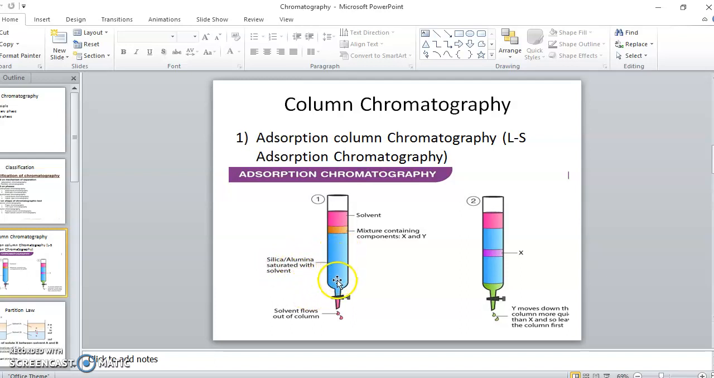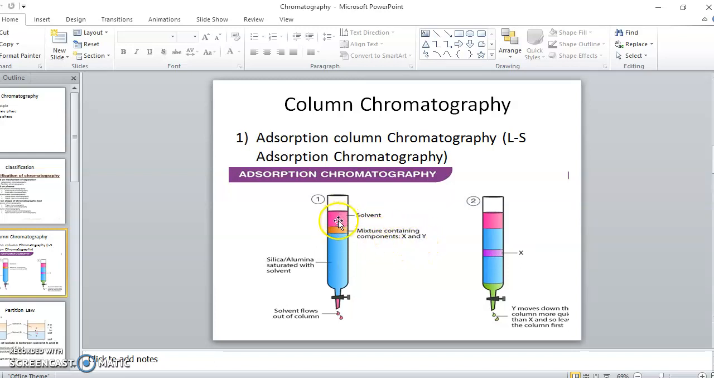So here you can see the blue shaded area is the stationary phase. Now we have the components to be separated. Let us say the components are X and Y. The components are taken along with a solvent. So what happens? The solvent which contains the components to be separated is called the mobile phase. So here you have the solvent, then here you have a mixture containing the components X and Y.